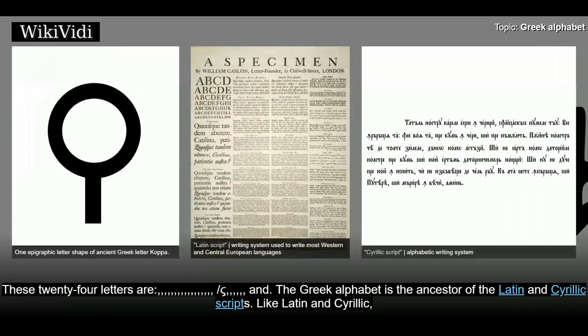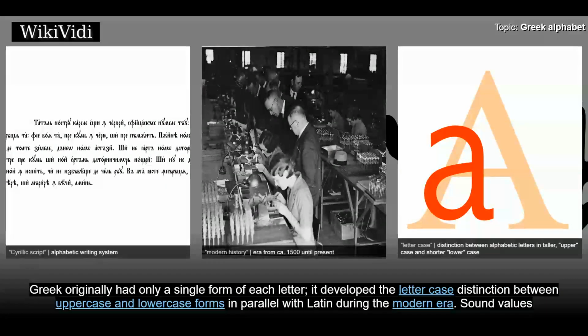These 24 letters are listed here. The Greek alphabet is the ancestor of the Latin and Cyrillic scripts. Like Latin and Cyrillic, Greek originally had only a single form of each letter. It developed the lettercase distinction between uppercase and lowercase forms in parallel with Latin during the modern era.